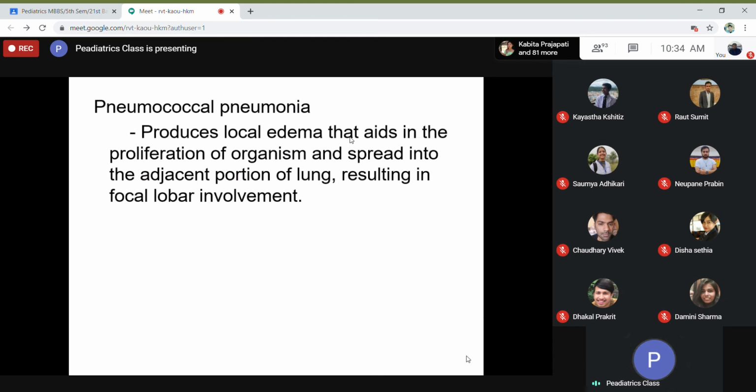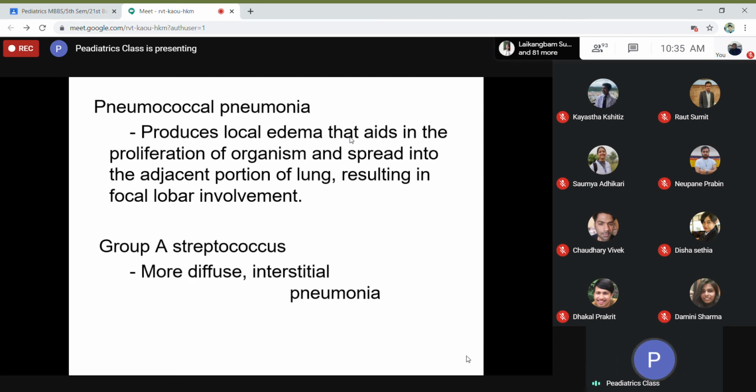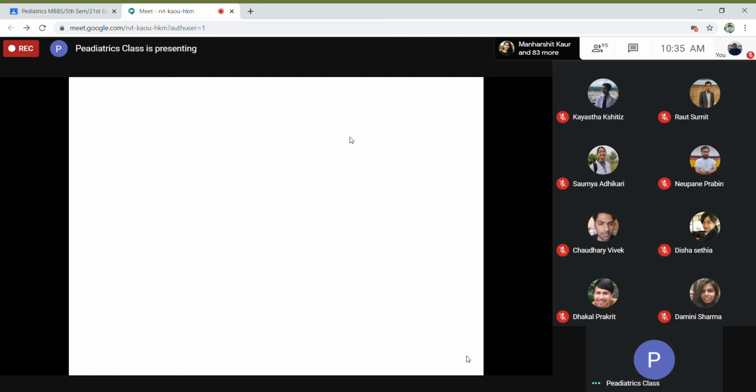Pneumococcal pneumonia produces local edema that aids in the proliferation of organisms, which spread into the adjacent portion of the lungs, resulting in focal lobar involvement. Pneumococcal pneumonia is a lobar type of pneumonia. One single lobe will be involved, with solidification of that one lobe. Group B streptococcus pneumonia is a more diffuse interstitial type of pneumonia. More of the interstitium will be involved in group A streptococcus pneumonia.